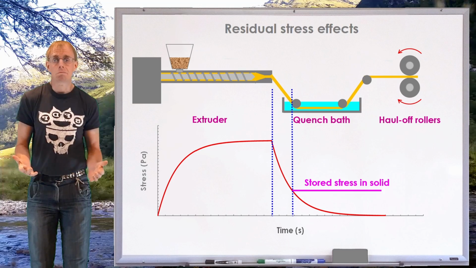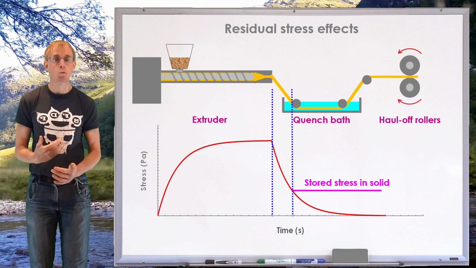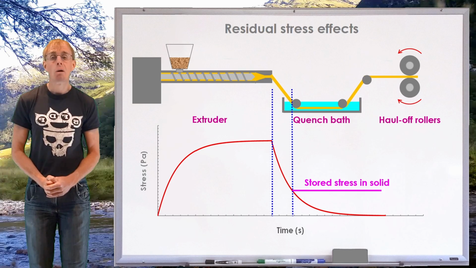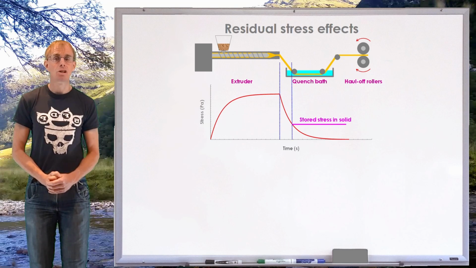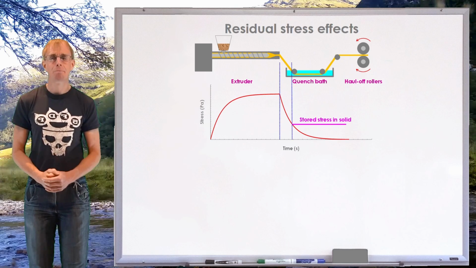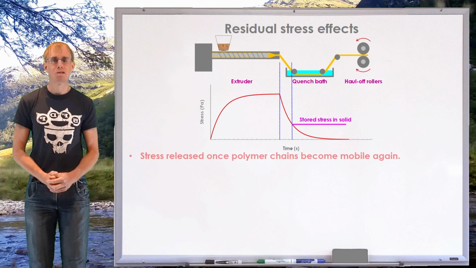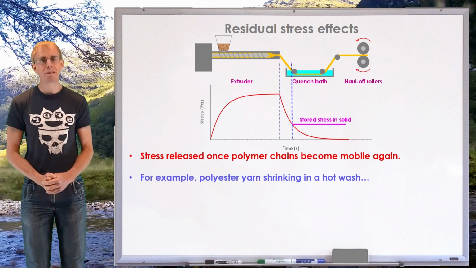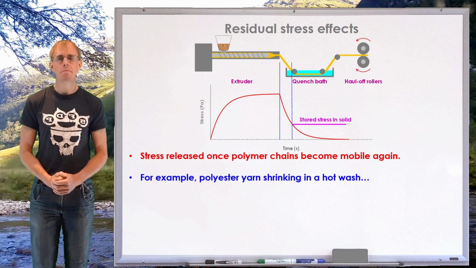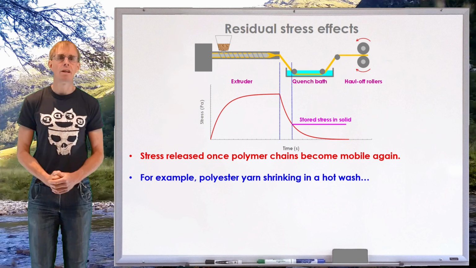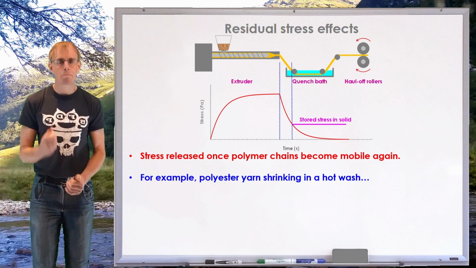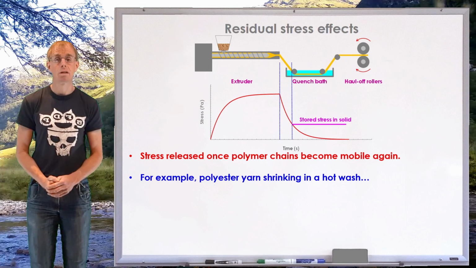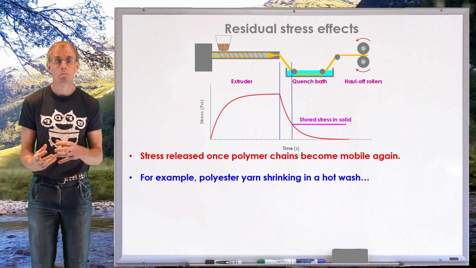This might not be a problem. For whatever application we have, stored stress in the polymer may be neither here nor there. However, there are some applications where stored stress is a problem, and let me give you three examples. If we have a polyester yarn and we quench it too quickly and lock in stress in that yarn, if we make some clothing out of that yarn and then put it in a hot wash, the clothing is going to shrink as all the stresses relax.